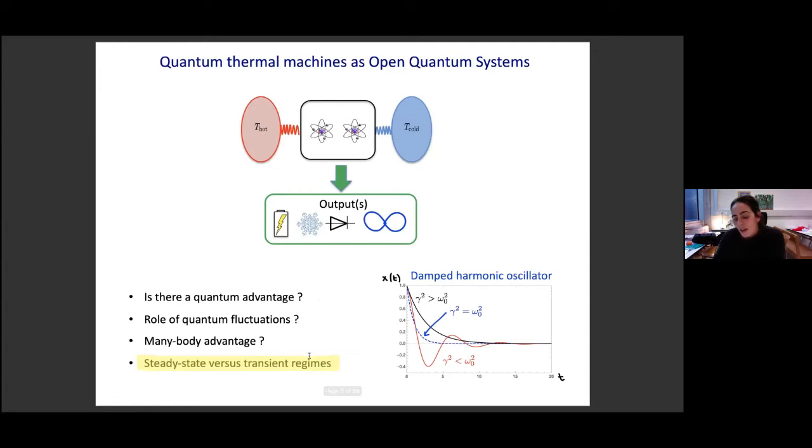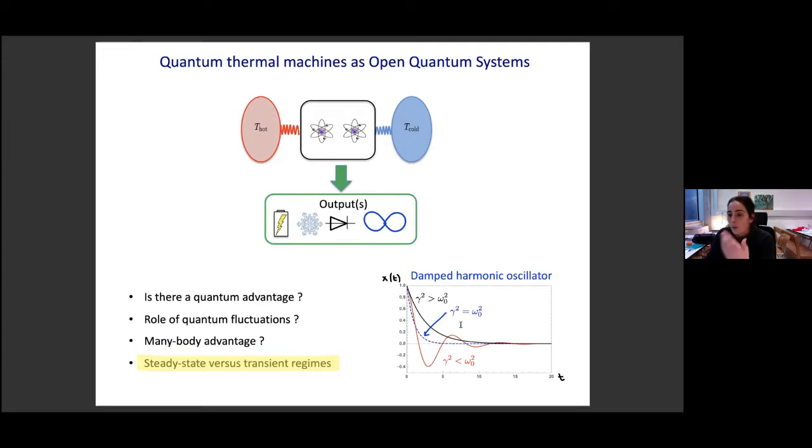We know that there might be some interesting physics here. If I now introduce the damped harmonic oscillator, that's the position as a function of time that I show. You know that as a function of the damping, the friction, versus the eigenfrequency of the system, you can reach different types of regime that will tell you how your physical system is reaching its steady state.